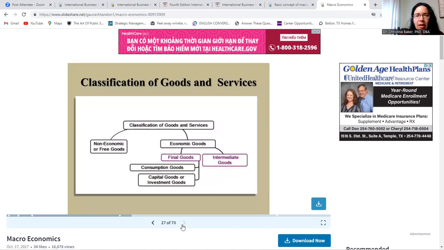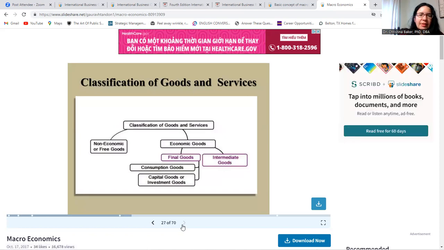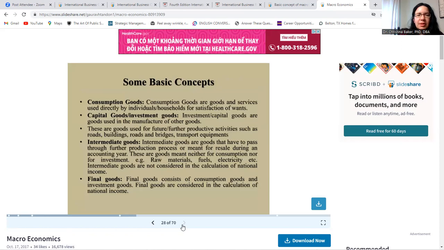Classification of goods and services. We have non-economic or free goods, economic goods, final goods, intermediate goods, consumption goods, capital goods, investment goods. Some basic concepts. Consumption goods are goods and services used directly by individuals and households for satisfaction of wants. Capital goods, or investment goods, are goods used to manufacture other goods. These are goods used for further production activities, such as roads, buildings, bridges, and transport equipment.